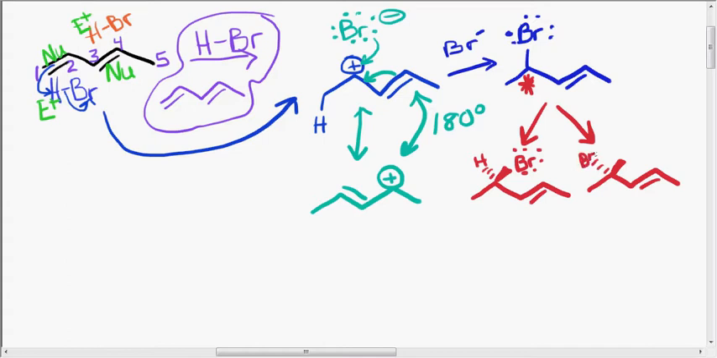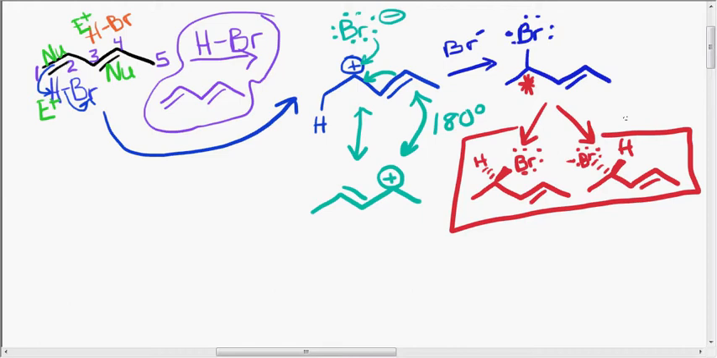So let's draw that Br first. And here's my H. So these are the only two options from adding from the 1,2 bond, from the end bond. Okay.